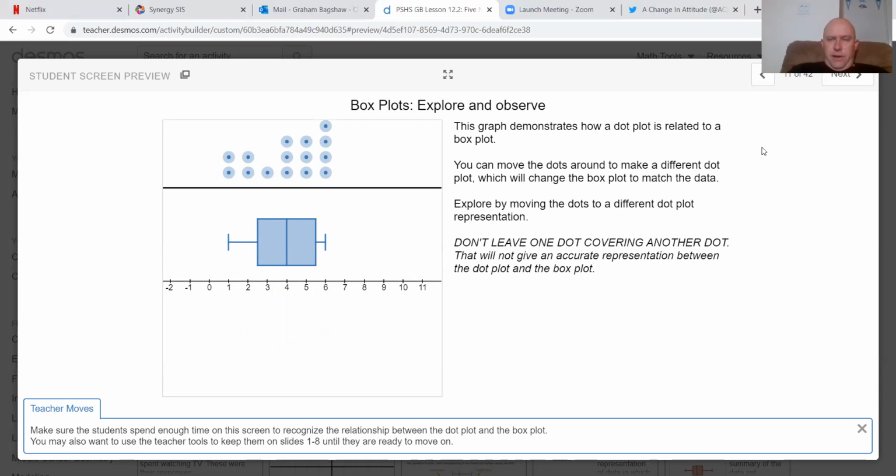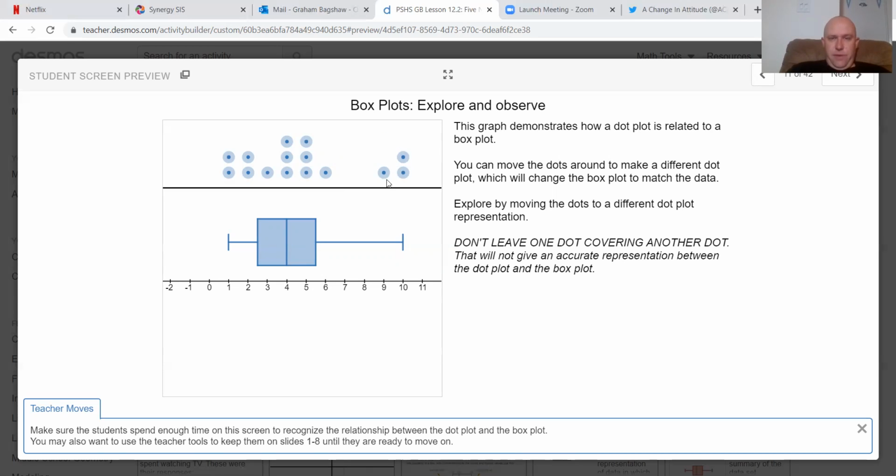Explore and observe. The graph demonstrates how a dot plot is related to the box plot. You can move the dots around. So each of these dots represents a number. So there's 2 1s here, 2 2s, a 3, 3 4s, and so on. And if you want to experiment with this, you can actually see how it changes the values.